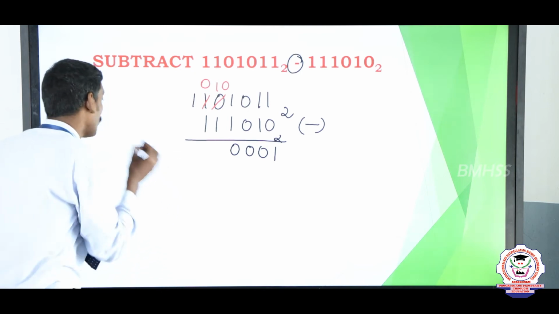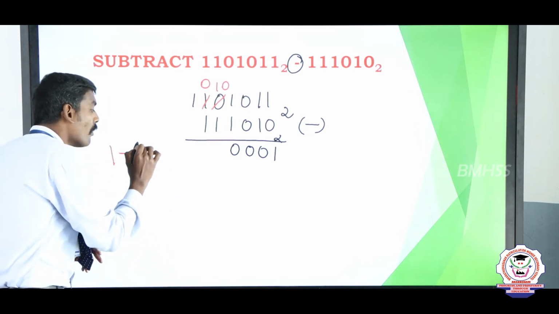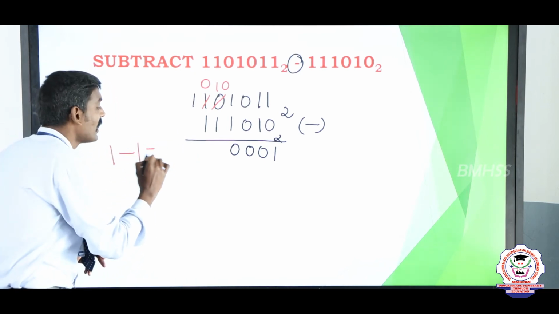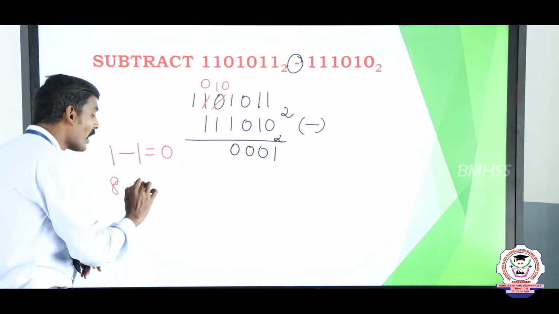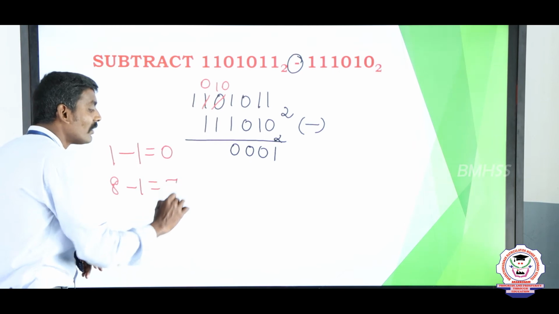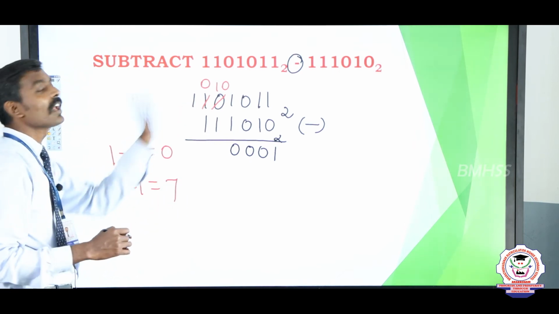How is it possible? The given number is 1. You can borrow from 1 to that next digit. What will the result be? 0. Suppose the given number is 8. We can borrow 1 from this, and we get an answer of 7. In a similar way we can use it.